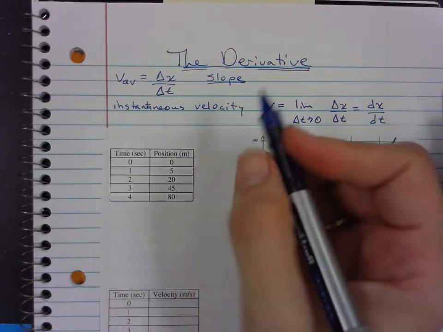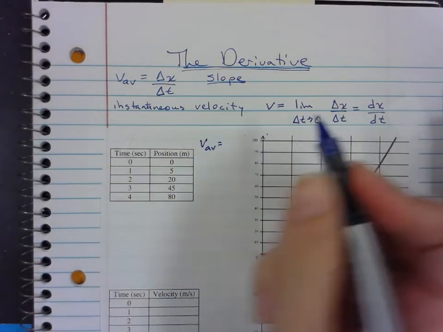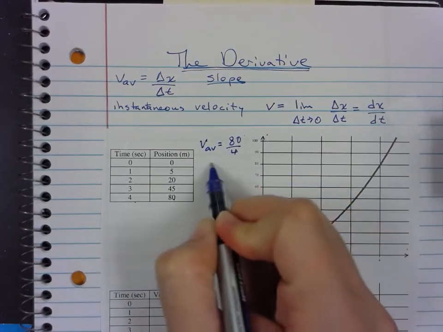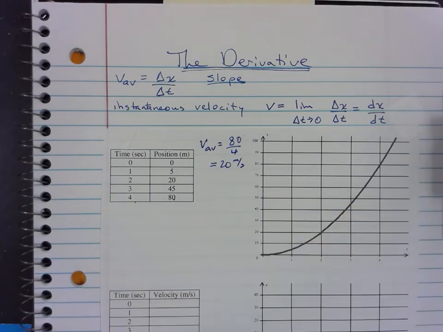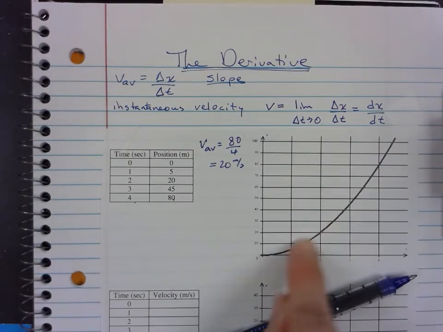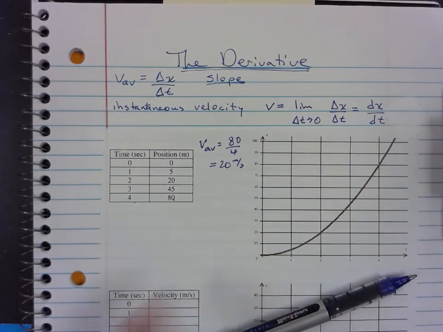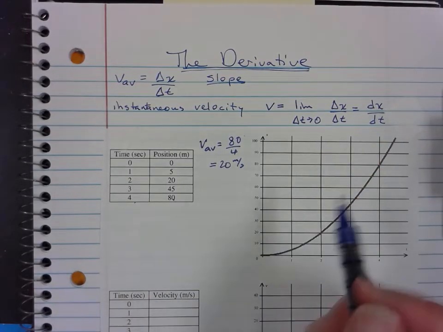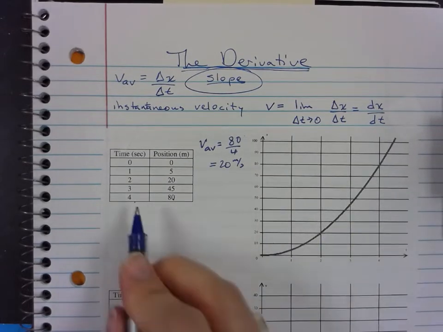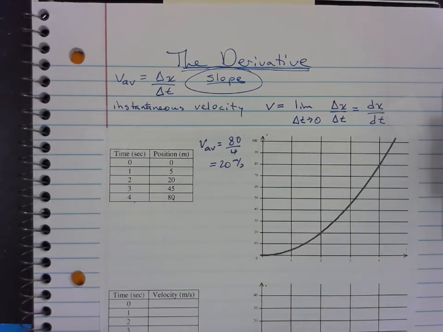Now we could calculate the average velocity for the whole trip. Average velocity is 80 meters over 4 seconds. So this is 20 meters per second. But this car was going much slower and eventually much faster. So at different times it was going different speeds. So we're going to calculate the slope at each point of these 4 seconds to find the instantaneous velocity. You did this with the Physics Aviary lab a little bit yesterday.